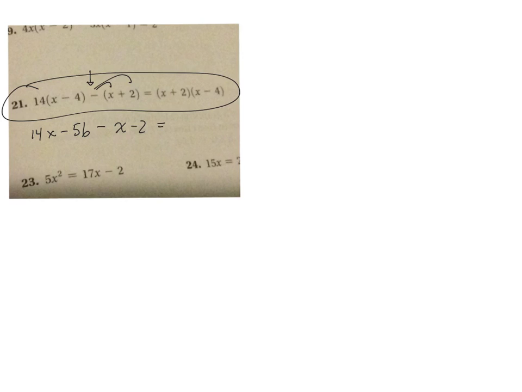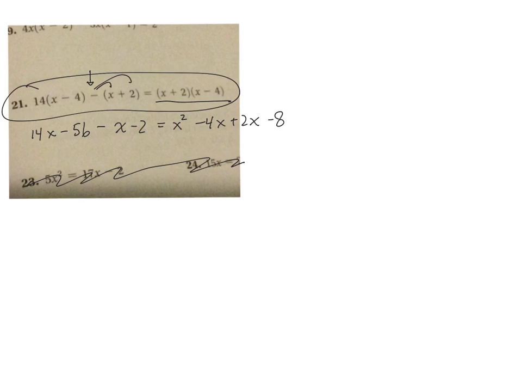All right, another dealing with quadratics is this one here. To solve that one, I'm going to get rid of brackets, so it'll be 14x minus 56. Then this is a negative, so it has to apply to both things in the brackets. So it'd be minus x minus 2 is equal to, and now I'll FOIL that, x squared minus 4x plus 2x minus 8.